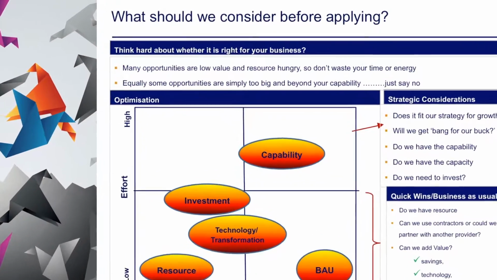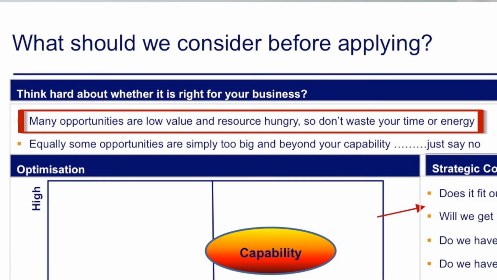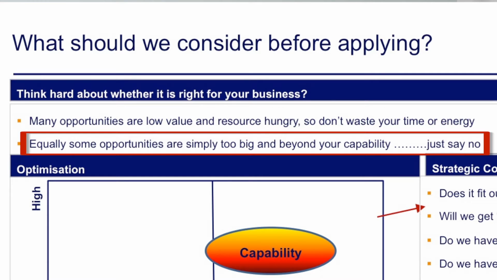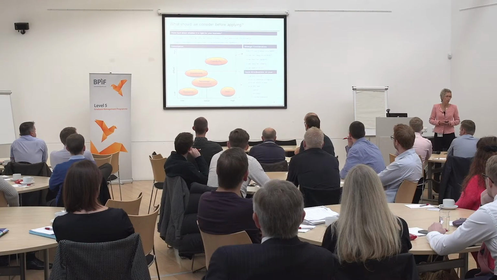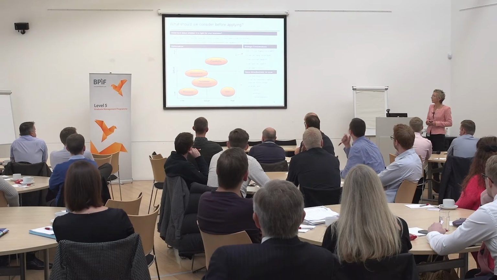Many opportunities are really low value, and they're actually quite resource hungry. So you have to question whether that's really what we want for our business. And some of them might just be that it's too big. So we look at a contract and we look at the value of it, and do we actually have the capability? Well, probably not. So we're best to walk away. And that's a really important thing to consider before you actually enter into applying for the contract.